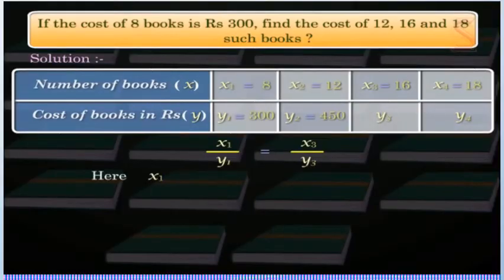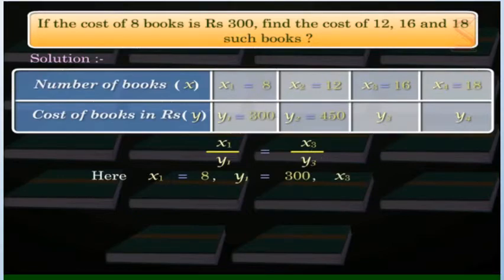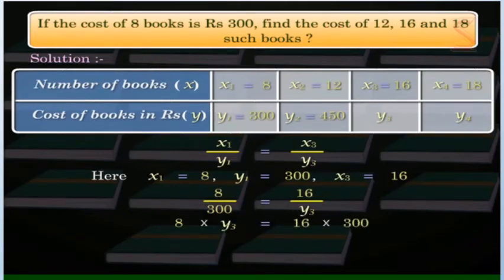Here x1 equal to 8, y1 is 300 and x3 is 16. We need to find y3. Substituting the value in the relation, we get 8 by 300 equal to 16 by y3. Cross multiplying, we get 8 into y3 equal to 16 into 300. Now y3 equal to 16 into 300 by 8. So y3 equal to 600.